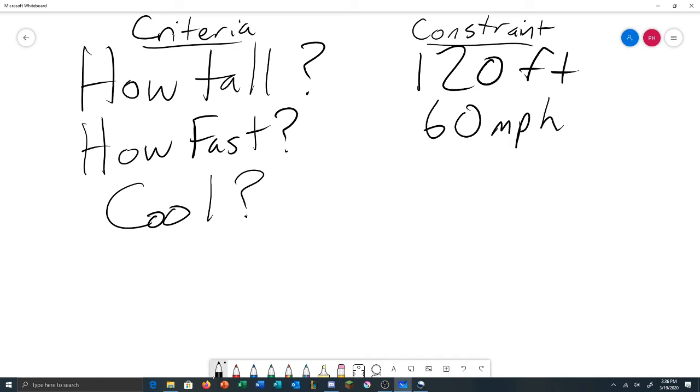Well, what is cool? Everybody has a different idea of cool. How can you decide what everyone else is going to think? Do you look at other roller coasters and design off of them? Do you just kind of come up with a color scheme? What does that mean?